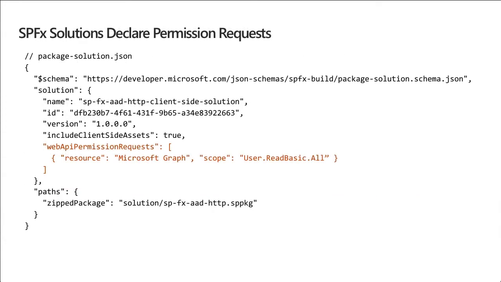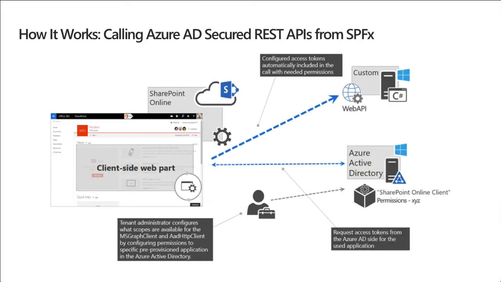So if you want to do it declaratively, the way you do that is that you go into the package-solution.json file, and you're going to add in a new section called the Web API Permission Requests. And that's going to have a collection of objects. Each object has a resource, so where do you want to post this? And a scope. And the scope is going to define what the permission is that's being granted. So when you package up your solution and deploy it, you're going to get prompted for that request.